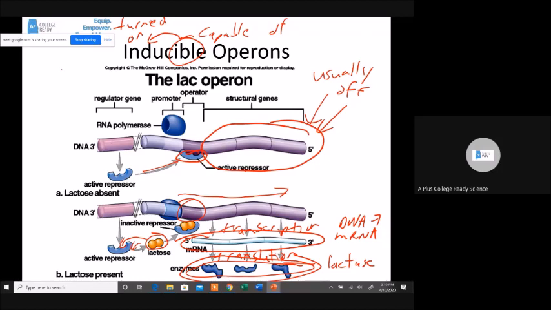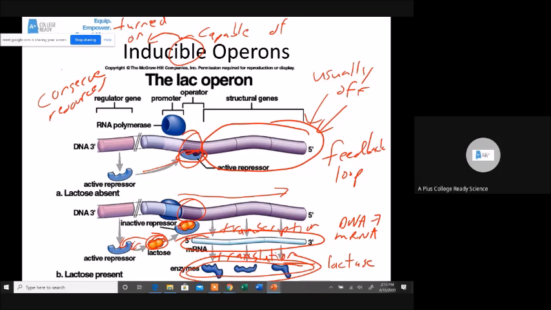Eventually, all that lactose is gone, including this piece and this piece. And when that lactose is gone, that repressor goes back to its active form. It rebinds to the operator, and now the operon is turned off again. So I want you to think about this setup of operon sort of like a negative feedback loop. Something is made when it's needed, and when it's no longer needed, the process is turned off. It's essentially a way to conserve resources. Make proteins when you need them, turn off the process of making them when you don't.